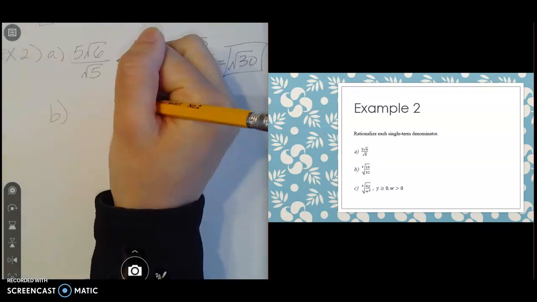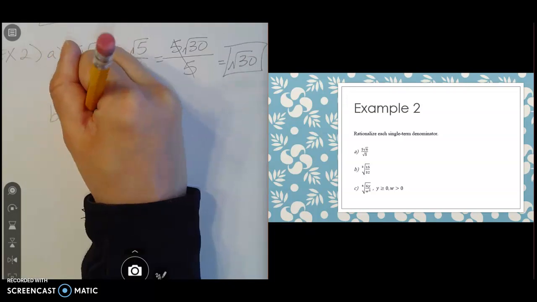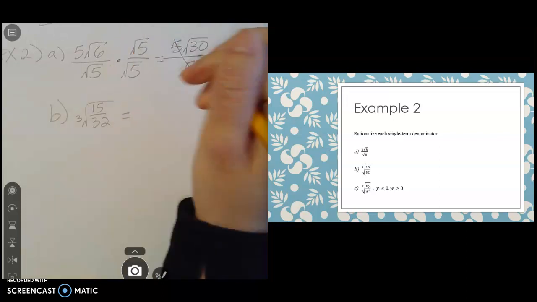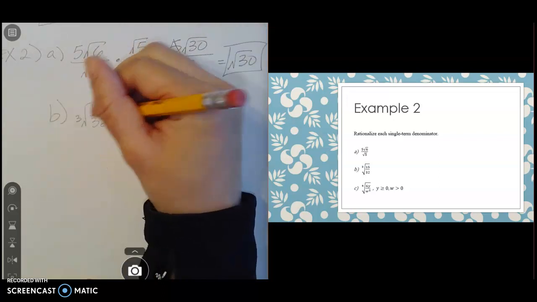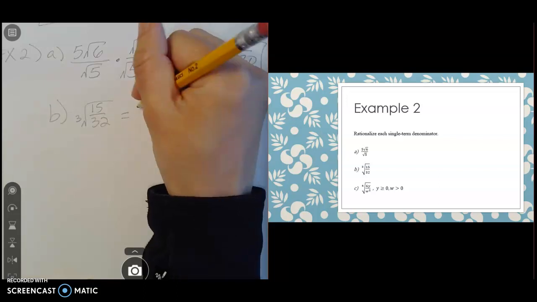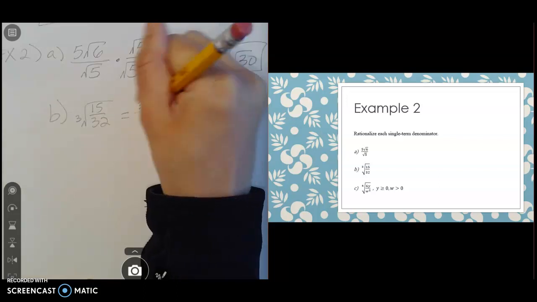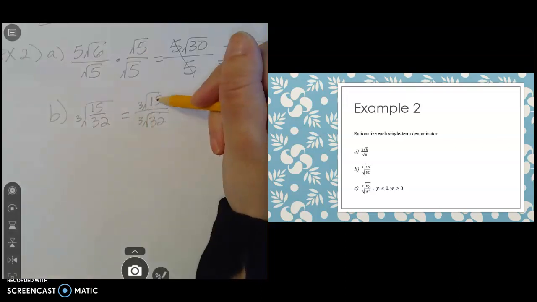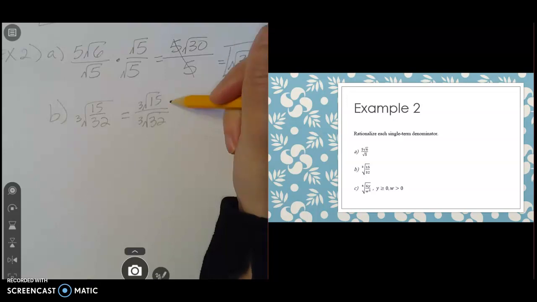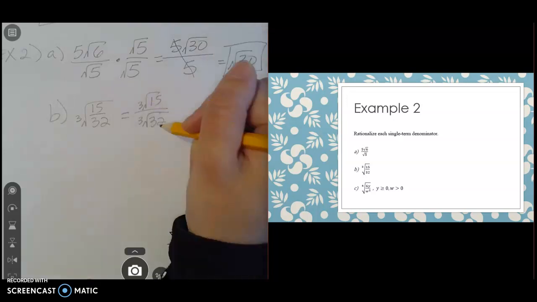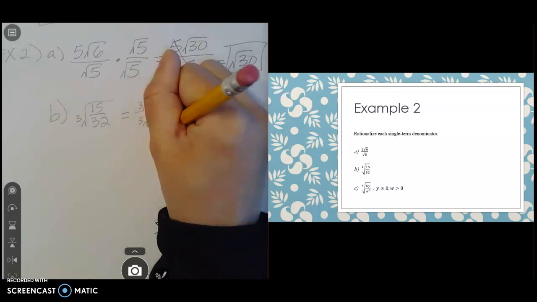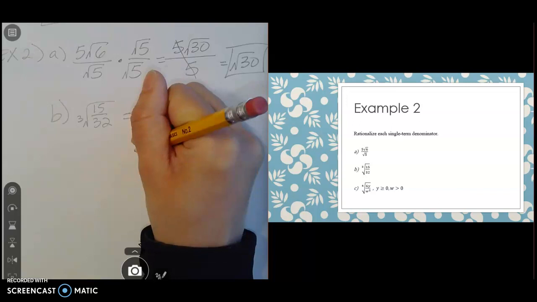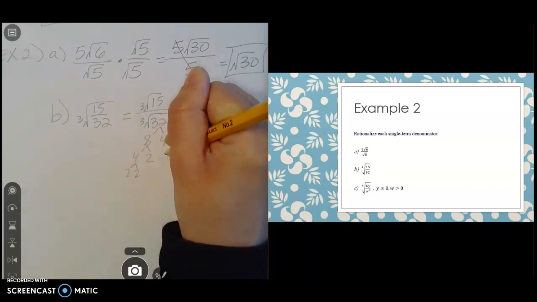All right, what happens if I have a cube root, like in part B? I've got the cube root of 15 over 32. Let's see what we have here. First off, when you have a cube root of a fraction, you can take the cube root of the numerator by itself and the cube root of the denominator by itself. 15 doesn't break down very well. It's 5 times 3, so we don't have any groups of 3. But 32 is going to break down quite a bit. You might think about 32 as 8 times 4, and 8 is 4 times 2, and 4 is 2 times 2.